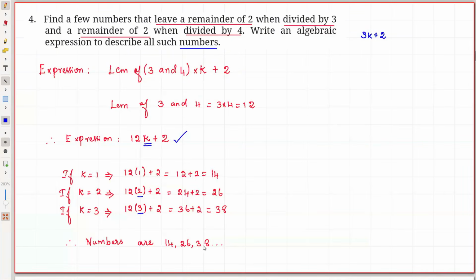Now you check these numbers. For example, I am taking 26. If 26 is divided by 3, is it leaving the remainder 2? We have to check. How many times 3 in 26? 8 times, so remainder 2. And the same 26, if you divide by 4, that should also leave the remainder 2. How many times? 6 times, 24. So remainder 2. It's coming correct.